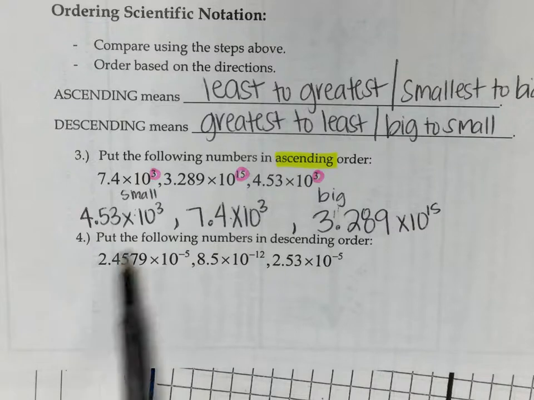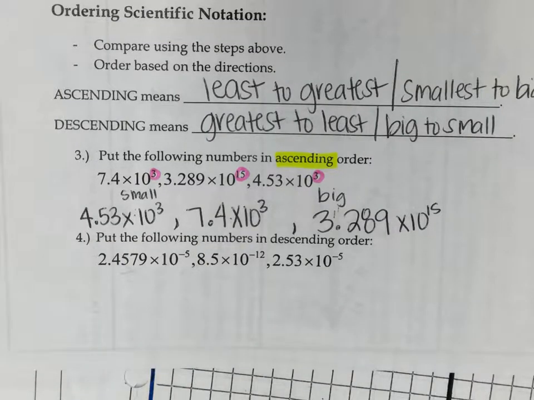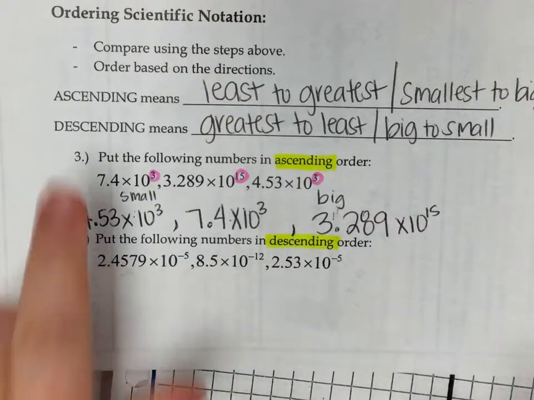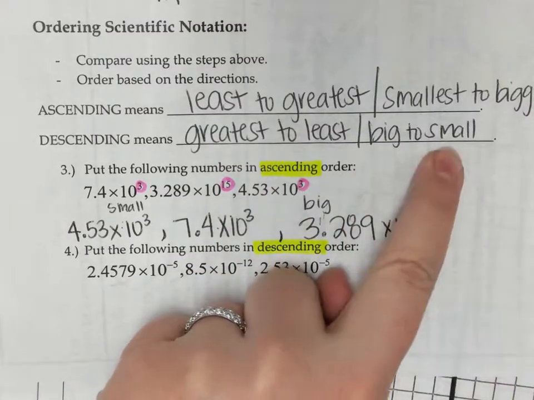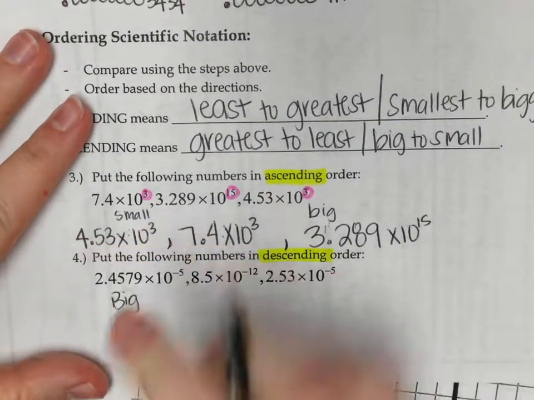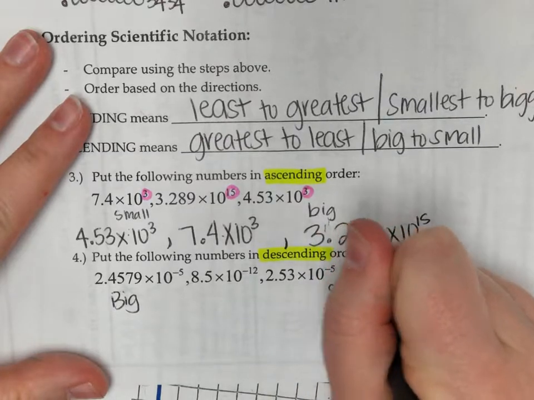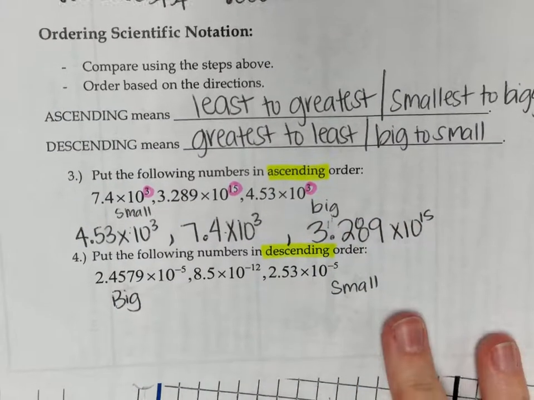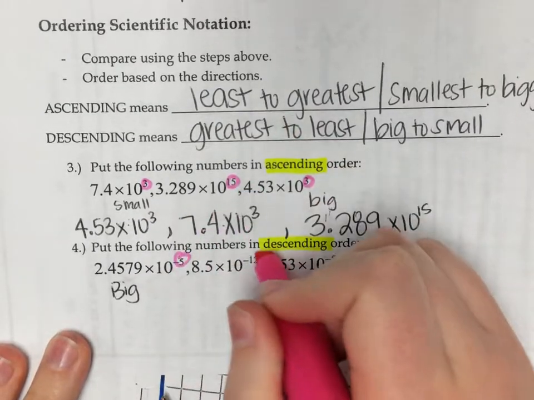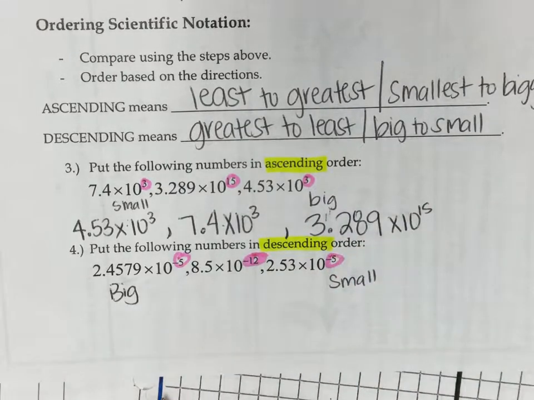Okay. Put the following numbers in, this time, descending order. Okay, so descending means greatest to least or big to small. And I like to write this out because I forget sometimes. I get confused, so I like to write big first, small in the back so I can remember. And I know y'all are going to get this because y'all understand your negatives, don't you? So, looking at our exponents first, I've got -5, -12, -5.